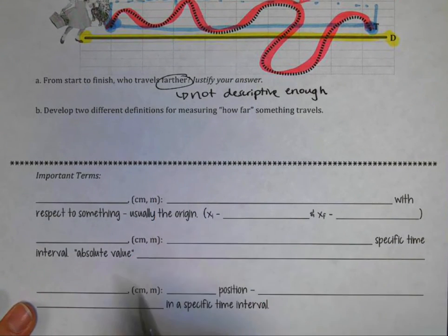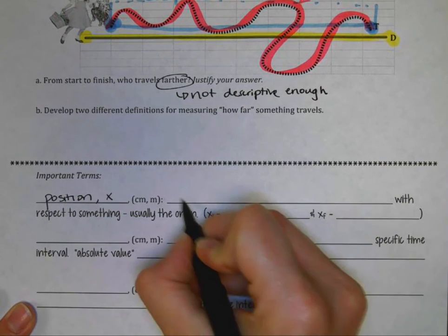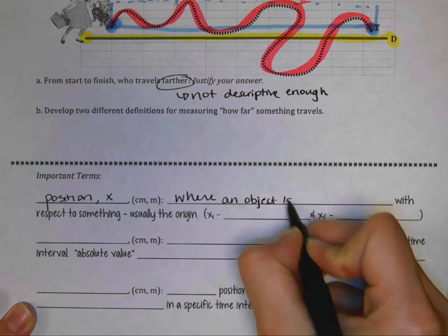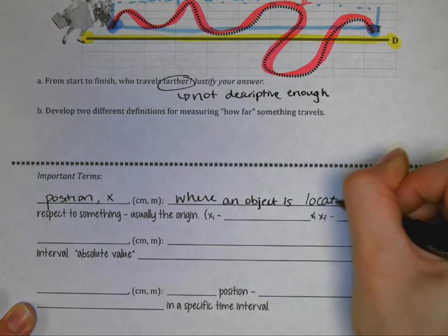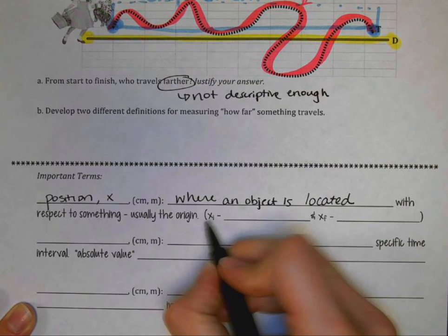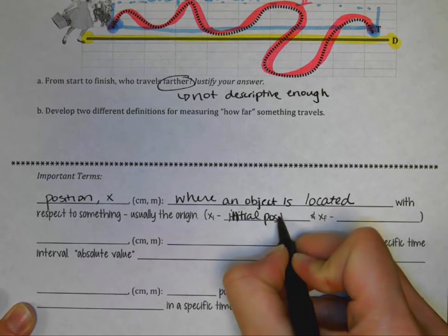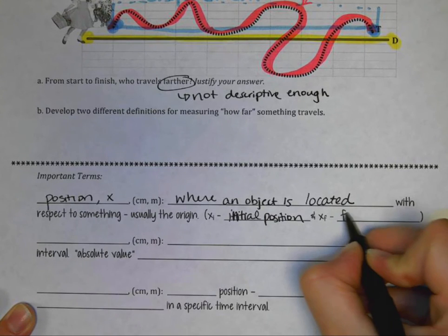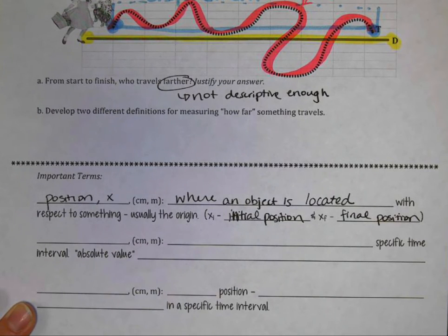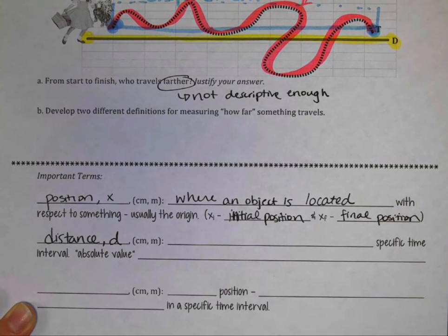So if you want to just review, we would have position, abbreviated by x. That is officially where an object is located with respect to something, usually the origin. xi, or x sub i, is initial position, and xf is final position. The next term we have was distance, abbreviated by the letter d, lowercase d.